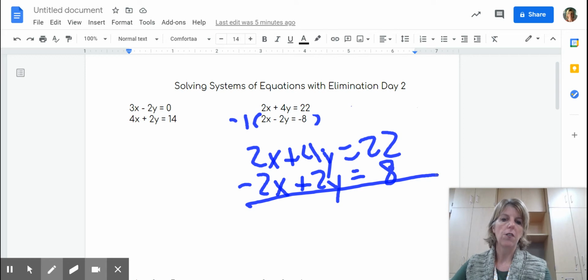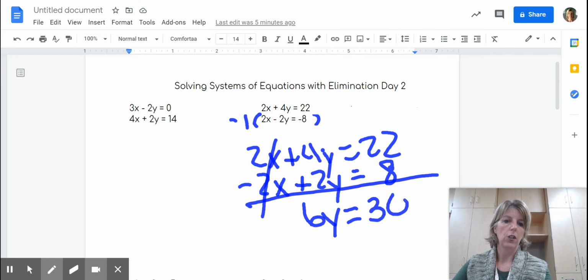From there, you can see how these are going to line up. These are going to cancel, and I'll be left with 6y equals 30. I could go through and solve from there. I could solve for y, substitute, put the y in for x, and finish solving. I'm not going to finish this one right now as we move on to the new lesson.